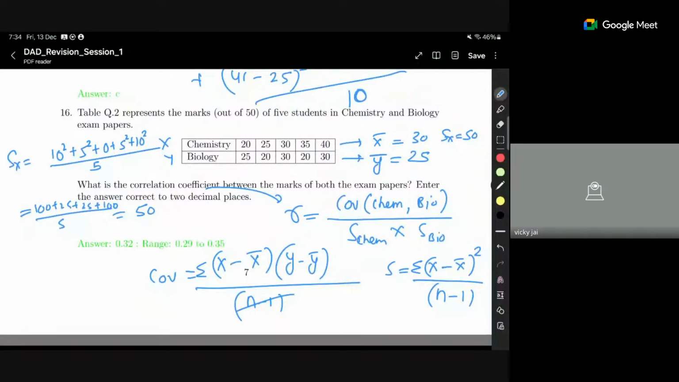Now I'll do it with the biology. With biology, this is 0. This will be 5 square. Again, I have 5 square. Then I have 5 square. Then I have 5 square. And I'll divide by 5. So I have 4.